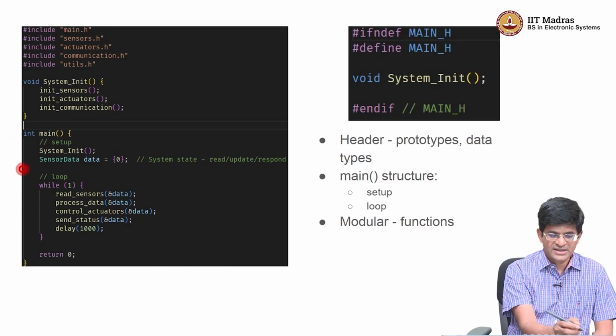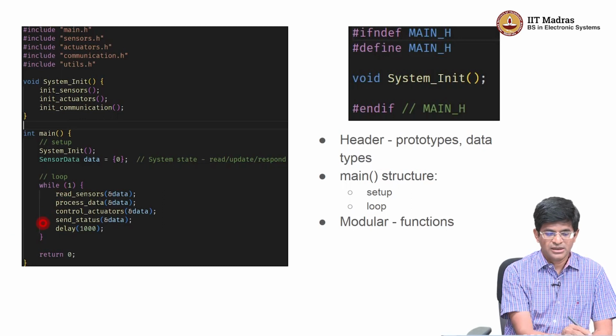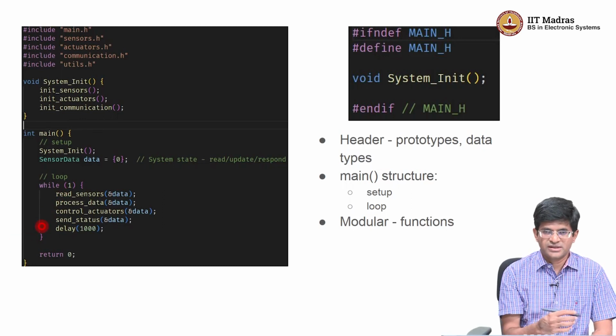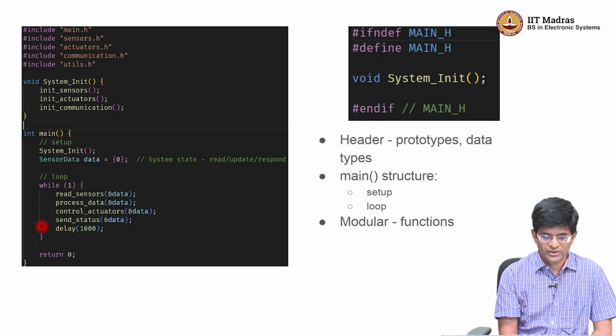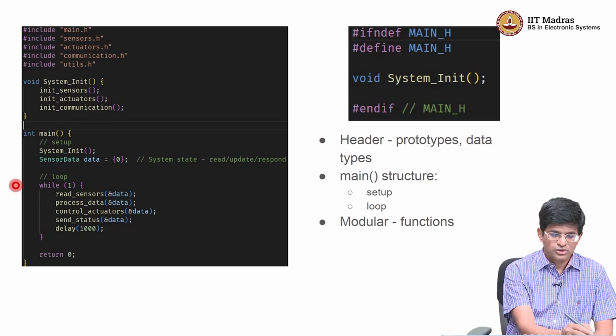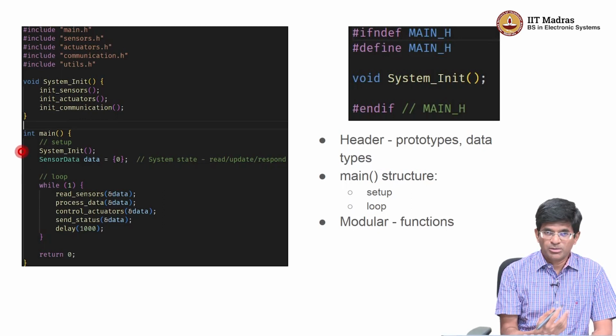There is a setup phase where I call something to initialize certain functions, and then there is the event loop, which in this case is an infinite loop, where I read the sensors, I process the data, I control some actuators, send some status data, and maybe just delay by a certain amount, 1000 milliseconds or so in this case, is what presumably we intend over here. So this kind of structure is very common once again, especially in embedded systems.